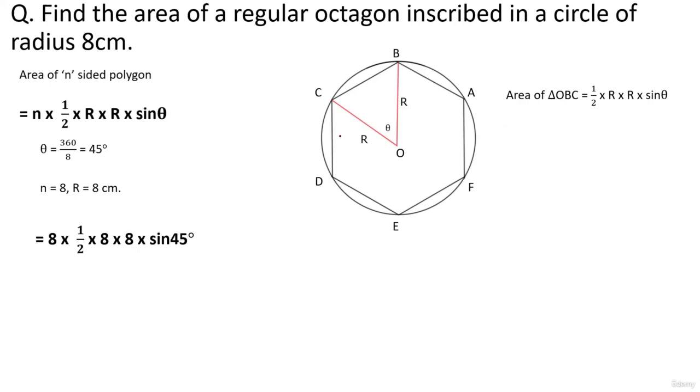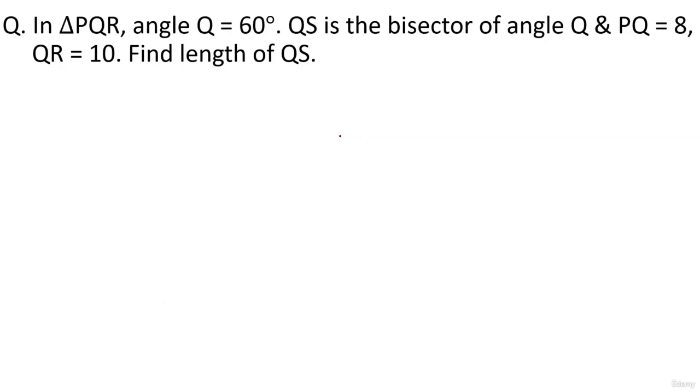We have the area as 8 into half into 8 square into sine 45. Sine 45 is 1 by root 2. So we will again have 4 8s are 32. 32 into 8 is 256 by root 2. We will rationalize it, and then you have 128 root 2, which is the required answer. So we go on further now to the next question, guys.